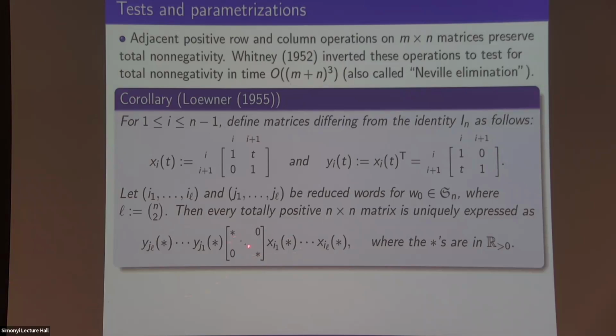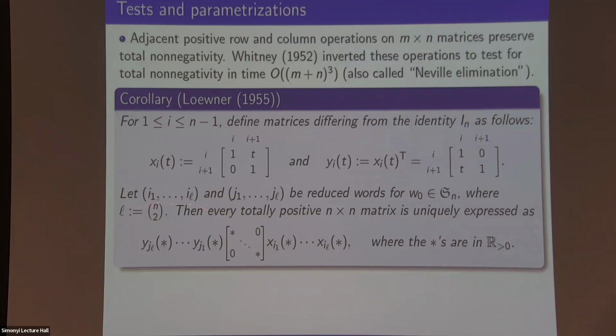In the middle here, I just have a diagonal matrix with positive diagonal entries. And then here are some x's and y's. So x sub i is the matrix I get from the identity matrix by putting a t in row i and column i plus 1. And y sub i is the transpose of that. So multiplying on the left by x_i or y_i gives these adjacent row operations, and multiplying on the right gives adjacent column operations.